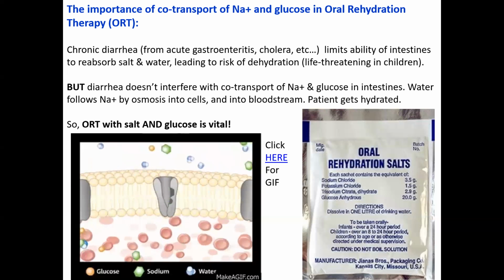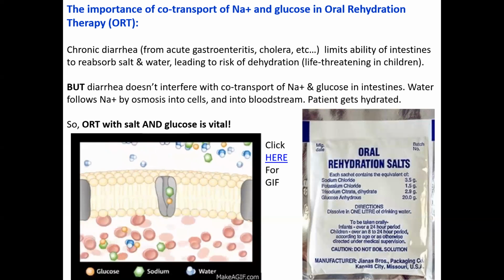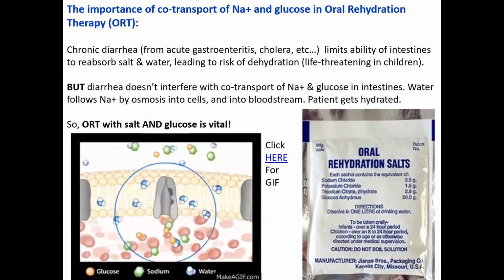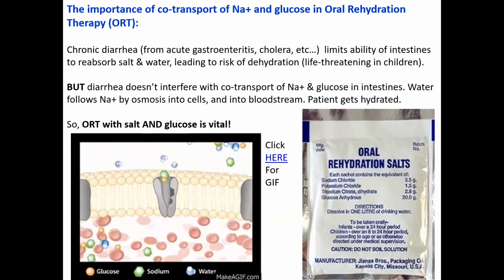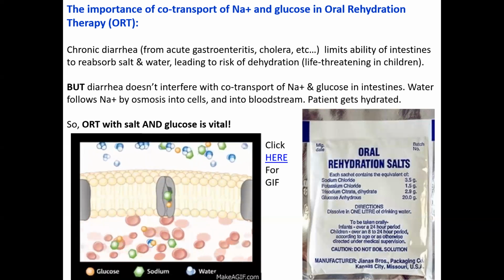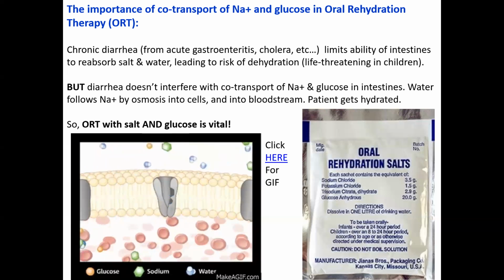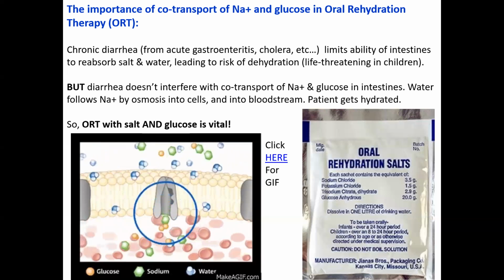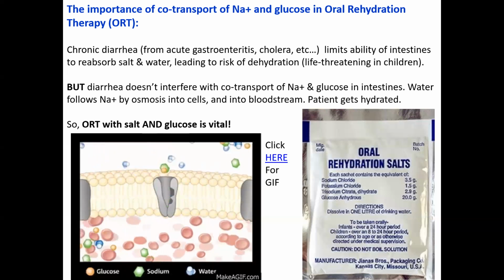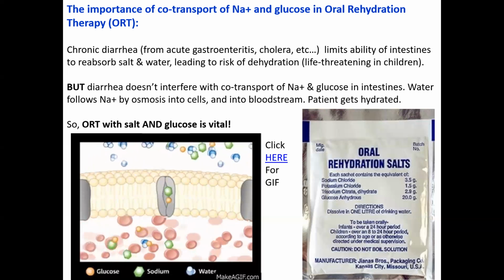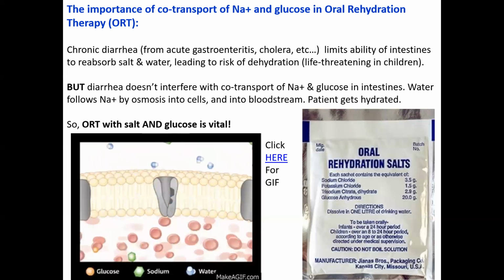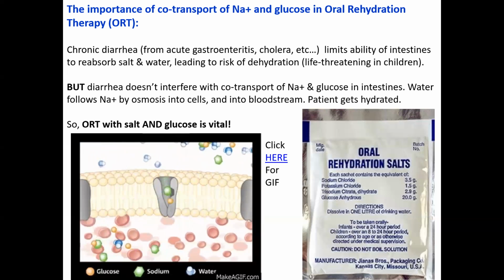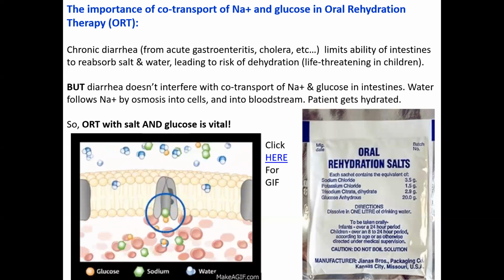So here's what happens in your small intestines, especially the duodenum, that's where glucose gets reabsorbed. So it's a tube that has a membrane around it, okay? If you consume a solution that has both salt and glucose or sugar in it, what's going to happen is salt is going to cross the membrane first into your bloodstream, okay?